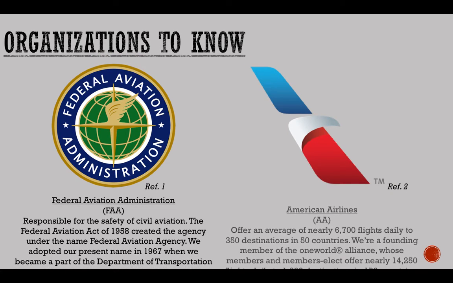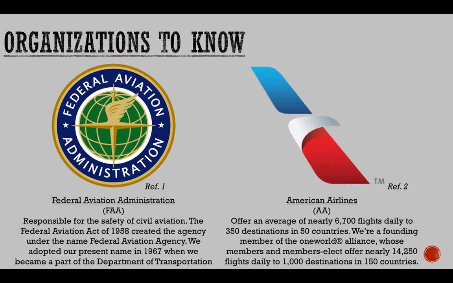The main organizations to familiarize yourself with for this paper are the Federal Aviation Administration, denoted by FAA, and American Airlines, denoted by AA. The FAA is responsible for the safety of civil aviation, whereas American Airlines is the world's largest commercial airline.